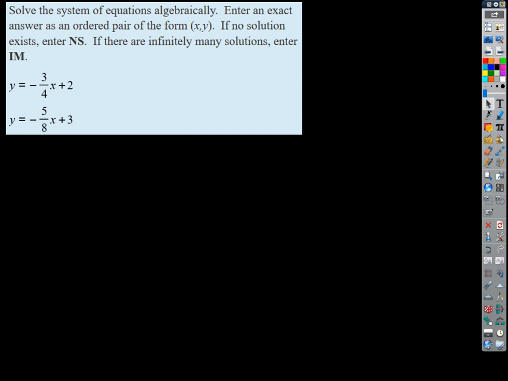So what do we do? Well, if we've got substitution, then let's take, it doesn't matter which one, let's call this bottom one the substitution equation. And so every place on the top where I have a y, I'll plug in that stuff, right? So what's that give me? Then on the left side, instead of a y, we're going to have negative 5/8 x plus 3 equals, and then on the right side, up here we've got negative 3/4 x plus 2, right? Make sense? Okay, so there's our equation. It's got only x's in it.